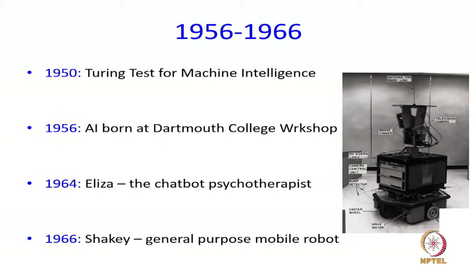The first general purpose mobile robot, and you can see a picture on the right, is Shaky. You should Google Shaky, you should learn about it and so on. Shaky was an amazing project. This was a robot which had many sensors and so on. It had a camera control unit, it had a television camera, it had a range finder, it had wheels and so on.